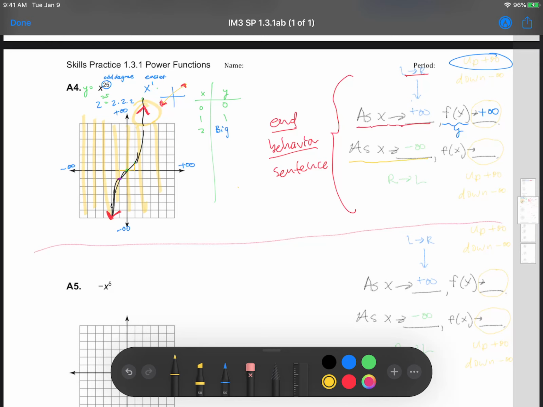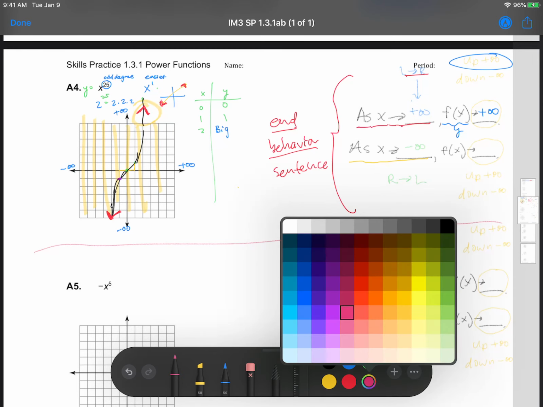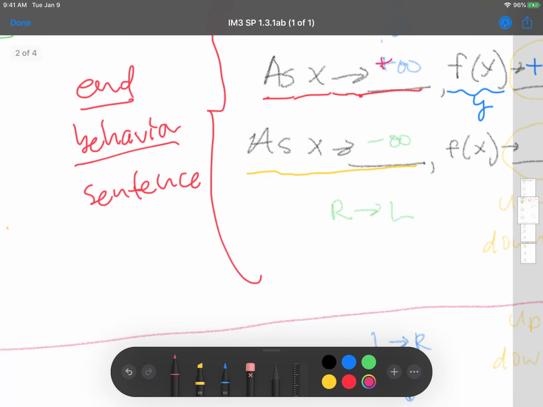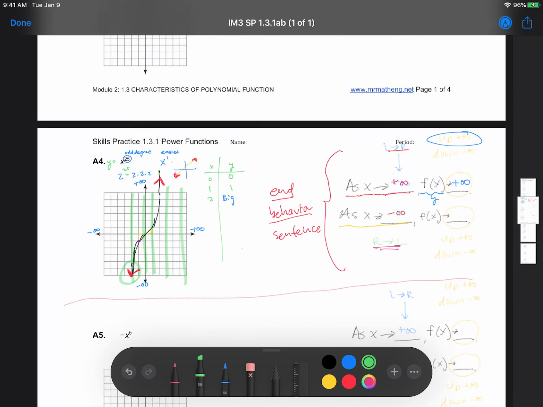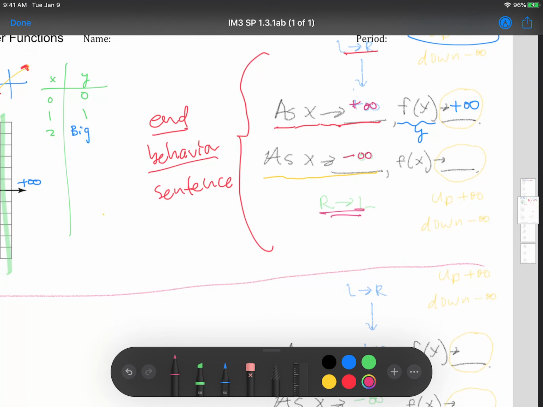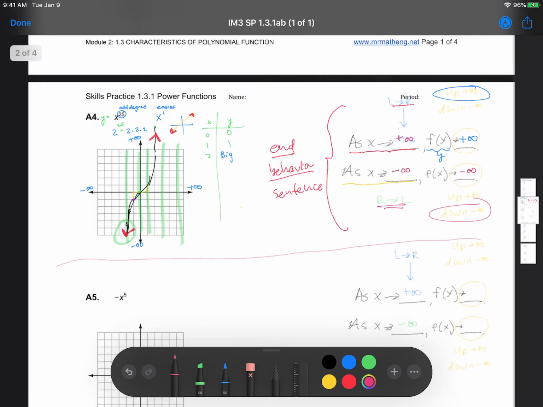As x approaches negative infinity, so let's make sure we're on the same page. In this sentence, you will always have one positive infinity, and you will always have one that is negative infinity. This is telling us now, as x goes towards the negative numbers, you're going to go from right to left. Okay, let me see if I can erase my. And let's go the other direction. From right to left, what happens to the roller coaster? It ends down. So down is negative infinity. So there is my end behavior for question A4.